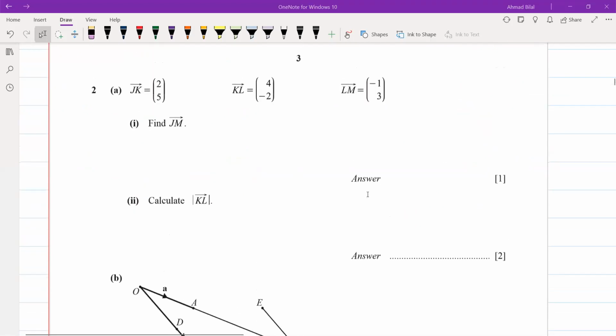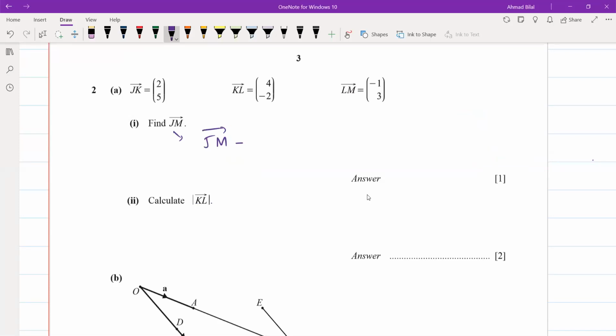Acha, so now we've got some vectors here. So we have jk, kl, and lm vectors given. We have to find the vector jm. Okay, so what does that mean? J से start करना है, m पे end करना है. We have three vectors, jk, फिर kl और फिर lm. So we can write it like this: jk. jm is basically going to be jm.